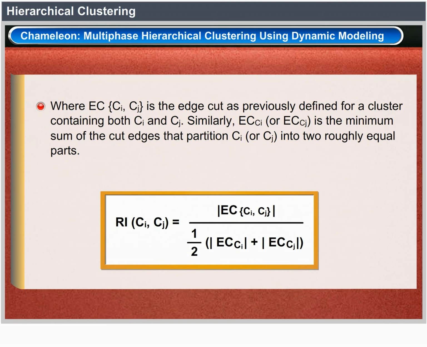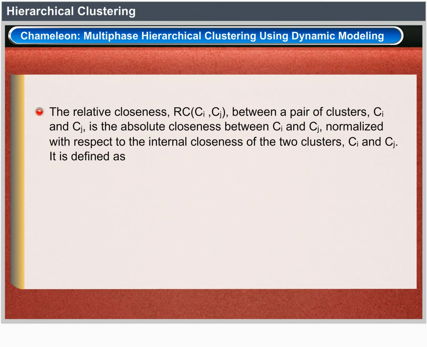into two roughly equal parts. The relative closeness, RC, of Ci and Cj, between a pair of clusters Ci and Cj is the absolute closeness between Ci and Cj normalized with respect to the internal closeness of the two clusters Ci and Cj.